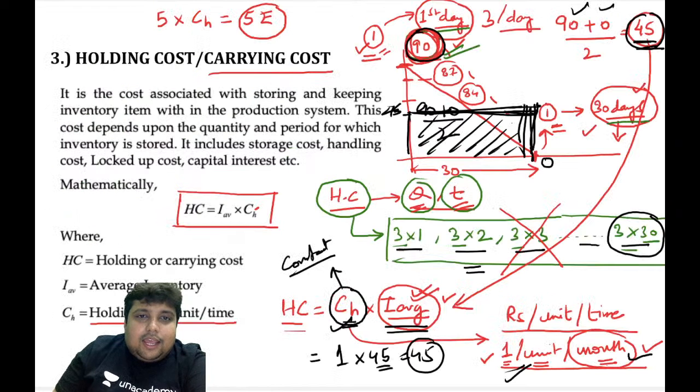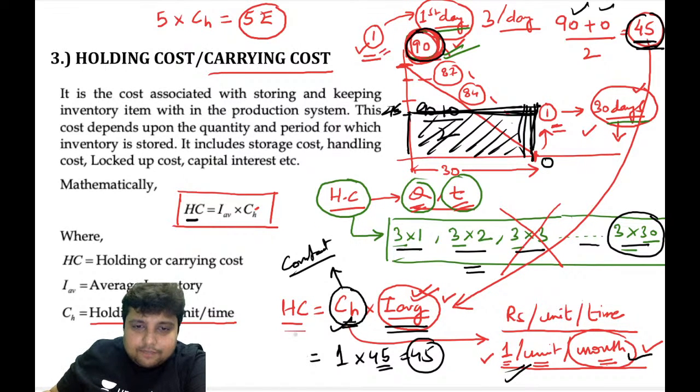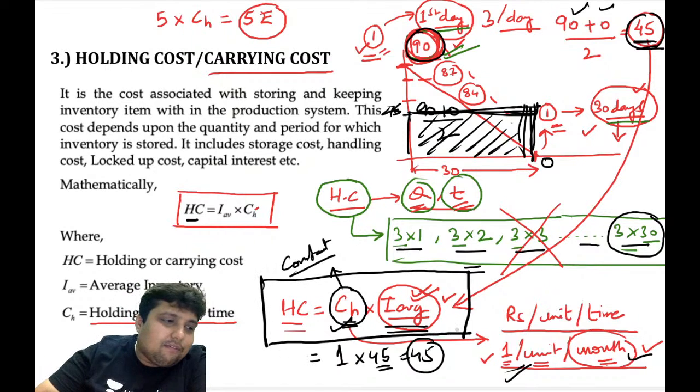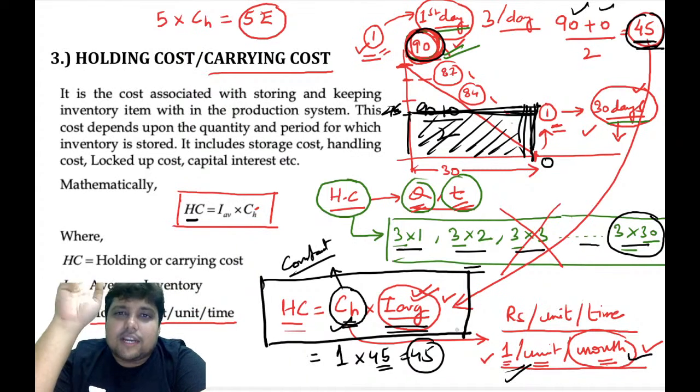Now, in the last class, I gave you a brief description about holding cost. Some people might have doubt in this particular part, but guys, remember, this time I am going to be repeating it for the last time, so please concentrate. The holding cost has a relation: CH multiplied by I average. Yesterday I gave one example. What was that example?